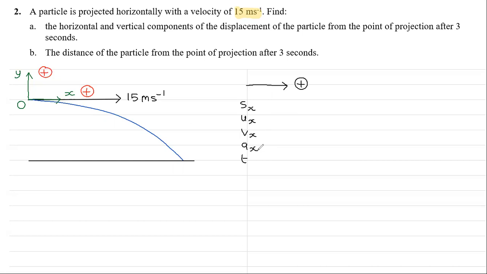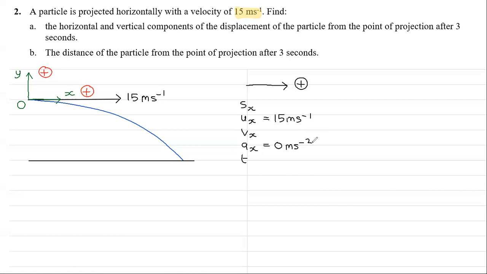So let's see what we can infer from the question. Well, we don't really know anything about the motion other than the fact that it's horizontal and it's traveling at 15 meters per second initially, because that's how it's projected. Okay. We also know, because this is common to all these problems, that the acceleration horizontally is 0. And that's about it. Other than for part A, we're asked to find its displacement horizontally and vertically. We'll get onto that in a moment. 3 seconds after the point of projection.